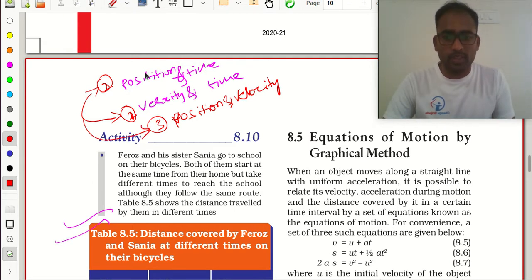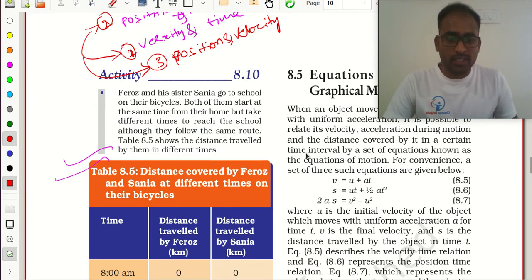So that is why here position and this velocity, both combinations are there here. So this is the first equation: V is equal to U plus AT, and the second equation is that S is equal to UT plus half of AT square, and the third equation is that 2AS is equal to V square minus U square.